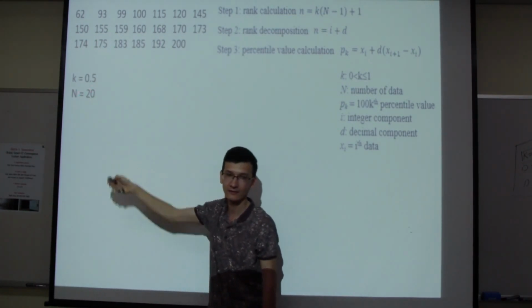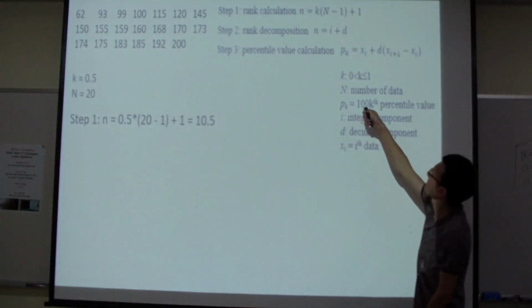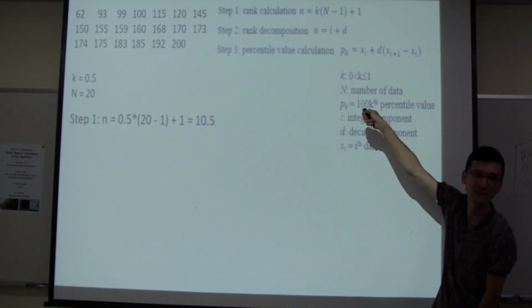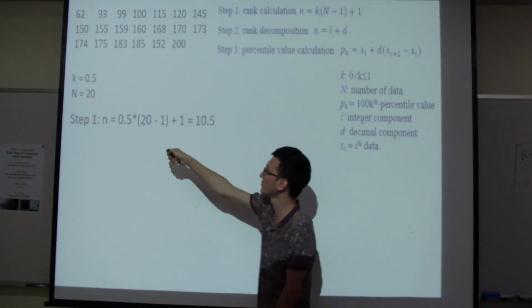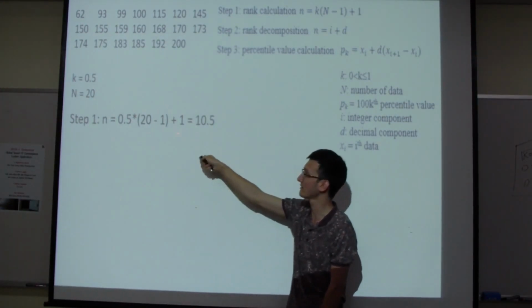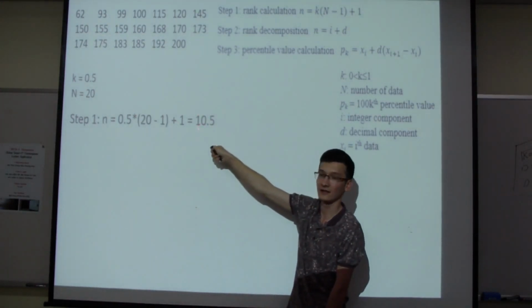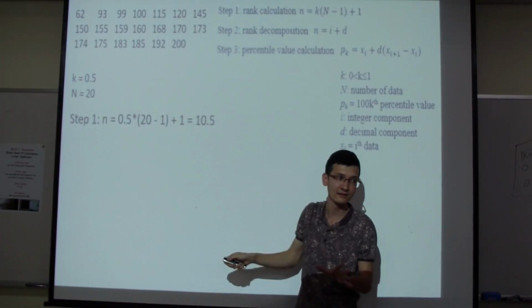We can find small n, which is 10 point. And now we can calculate this, yeah? Our first rank calculation, our first formula. We have K, we have N. So we put these values into the formula and we calculate it. We had this result, 10.5. Did you understand? This is the first formula.